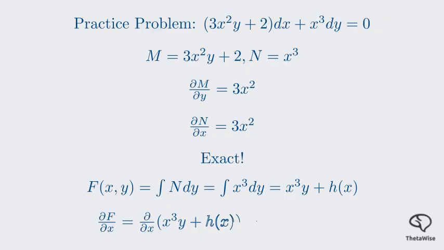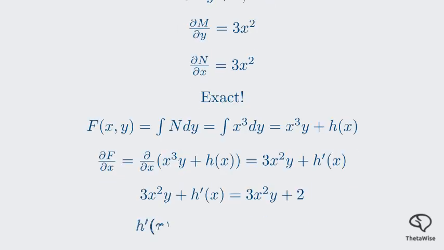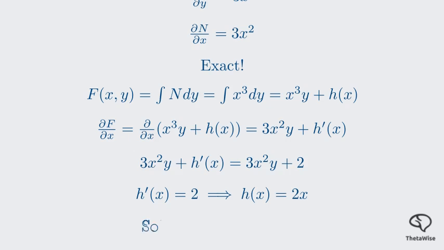Setting this equal to M, we get 3x squared y plus h prime of x equals 3x squared y plus 2. The 3x squared y terms cancel, leaving h prime of x equals 2. Integrating with respect to x gives h of x equals 2x. Substituting h of x back into f, we get f of x, y equals x cubed y plus 2x. The solution is f of x comma y equals c, so x cubed y plus 2x equals c.